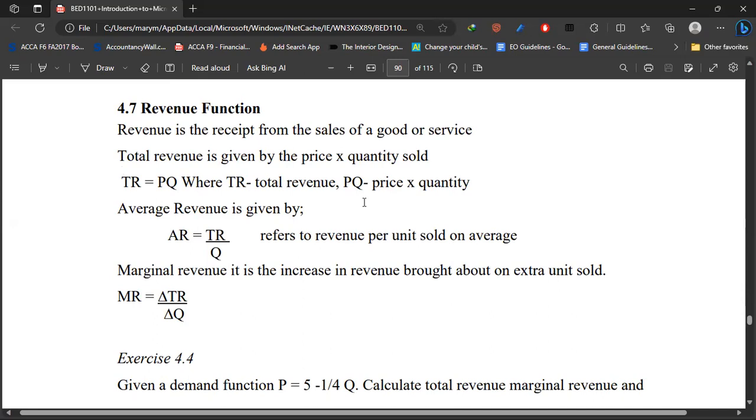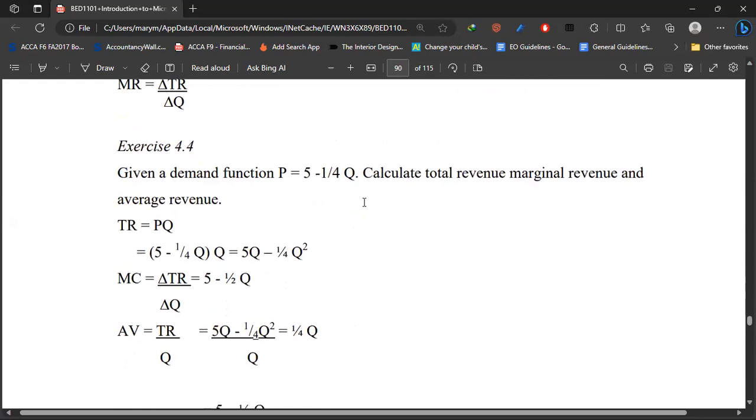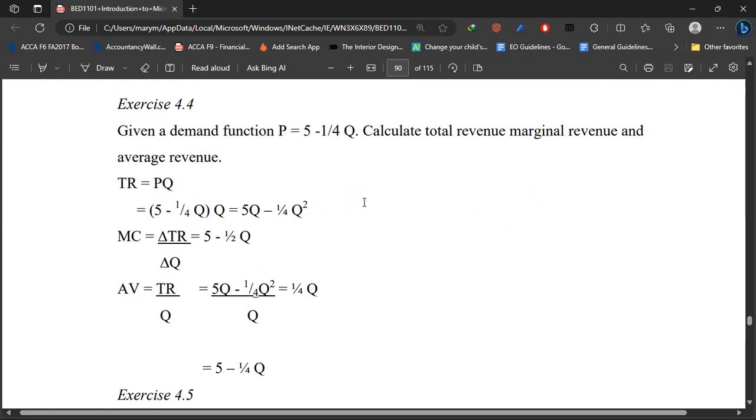Under the revenue function, we are saying the revenue is the receipt from the sale of goods or services. All of these equations I have already introduced to you, so allow me to do these illustrations. Looking at exercise 4.4, given a demand function of P equals 5 minus a quarter Q, we are told to calculate the total revenue, marginal revenue, and the average revenue. That does not have any problem. We can do it.